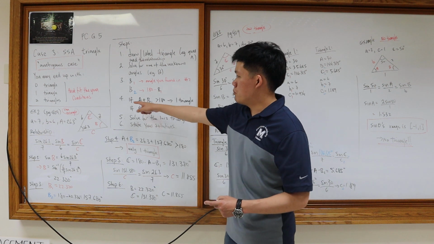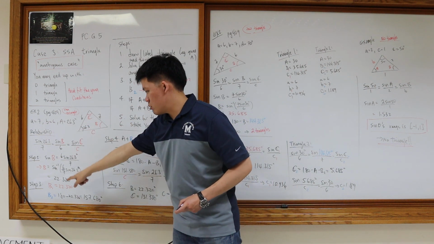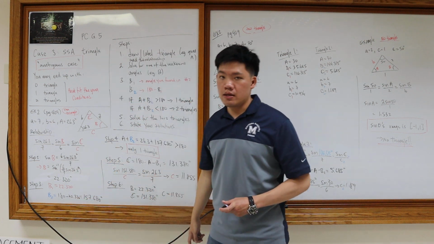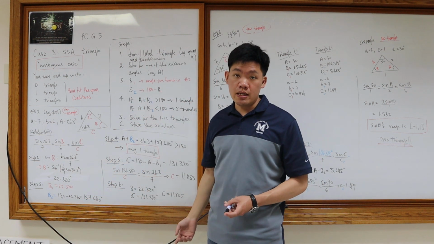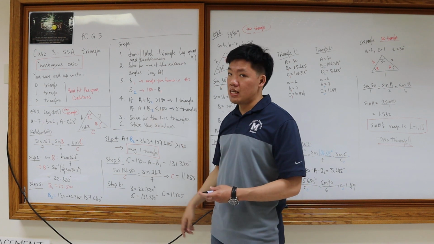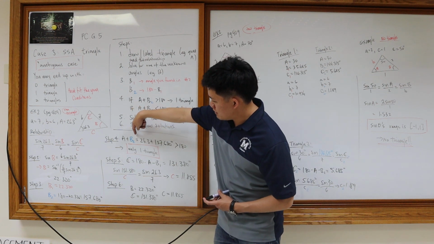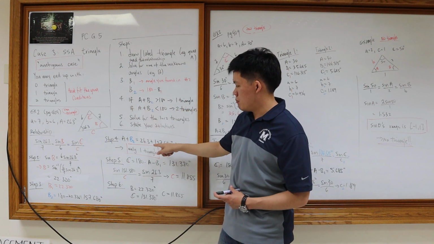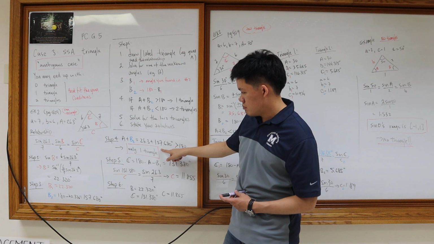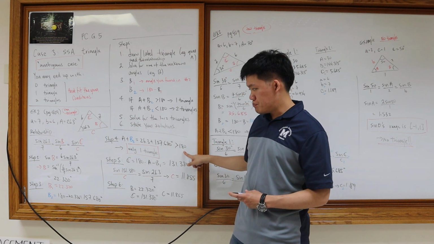Now we move to step number 4. You add angle A, the one that you have here, with angle B2. If the sum is greater than 180, you end up with no triangle in that situation. If the sum is less than 180, you will end up with 2 triangles. So in that case, A plus B2, so 26.3 plus 157.680.